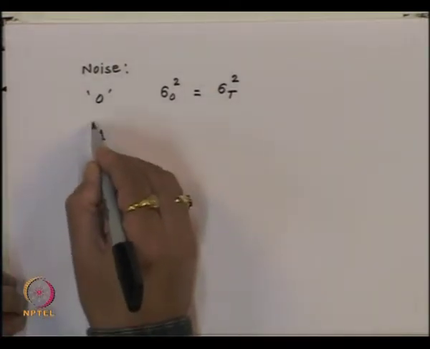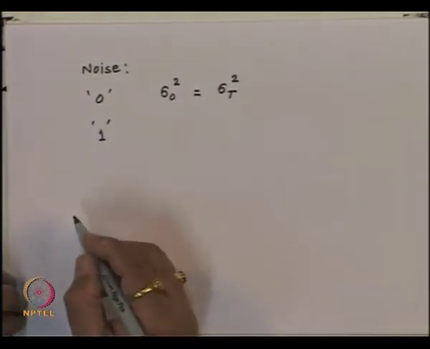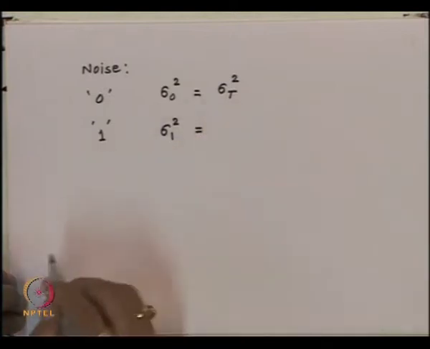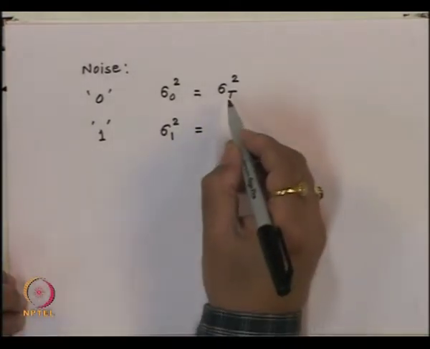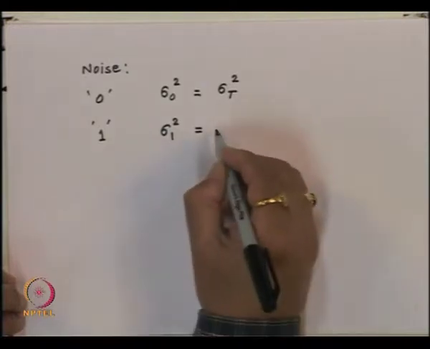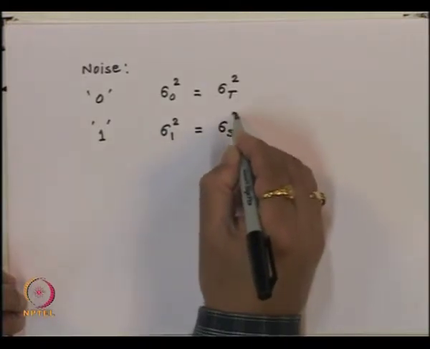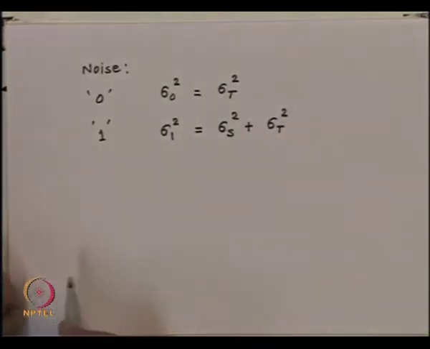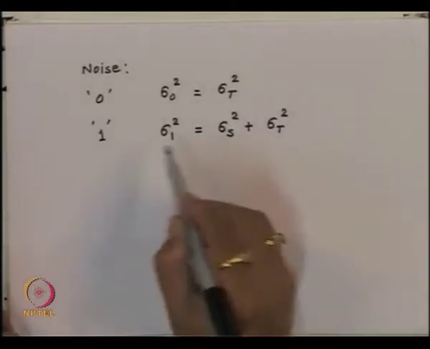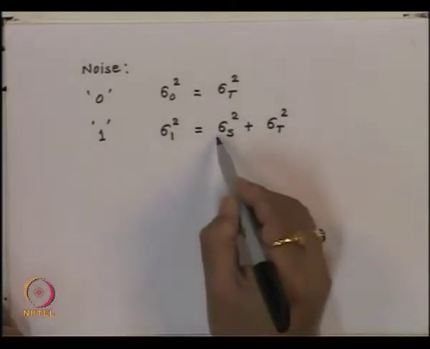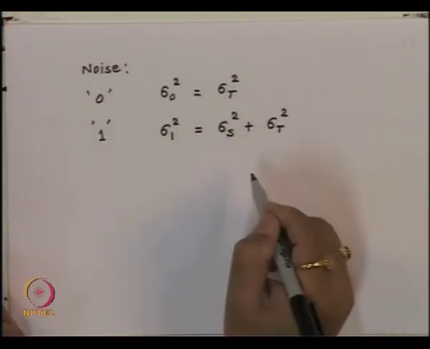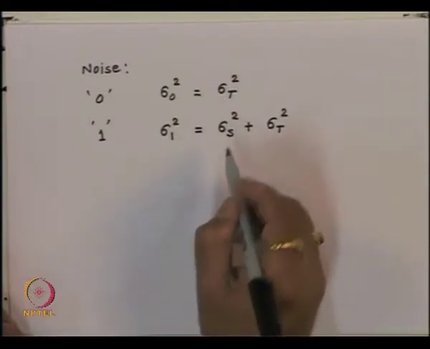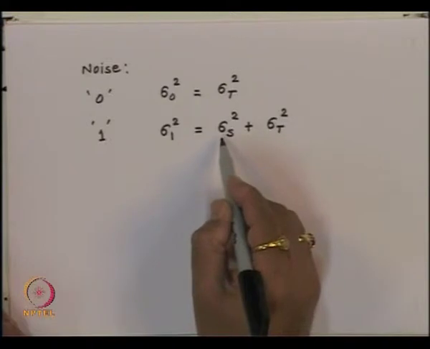Then for the 1 bit, the variance sigma 1 square will be equal to the sum of the variances because of the thermal noise and because of the shot noise. So, essentially this will be equal to sigma s square plus sigma t square. Of course, depending upon the power level which we are receiving in bit 1, the sigma t may be negligible compared to sigma s or may not be negligible. So, in general we can write down the variance of level 1 as the sum of the variances of the shot noise and the thermal noise.